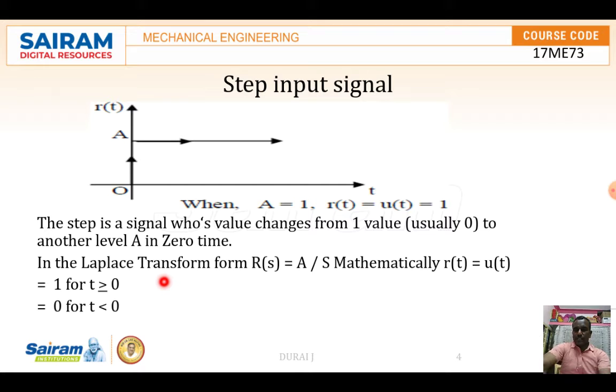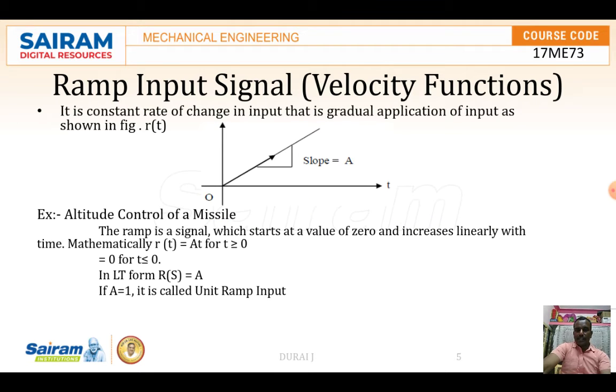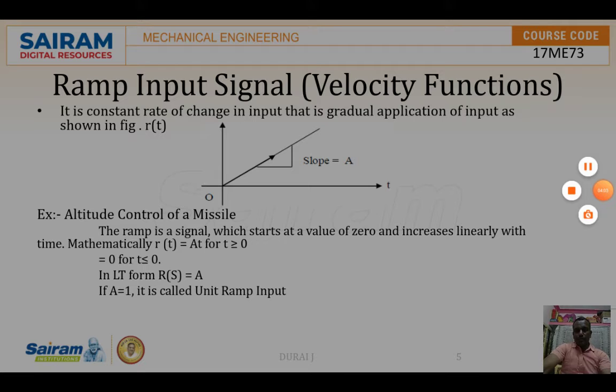The Laplace transform is R(s) = A/s. Mathematically, r(t) = u(t), equal to 1 for t greater than or equal to 0 and 0 for t less than 0. Then comes the next input signal, the ramp input signal.